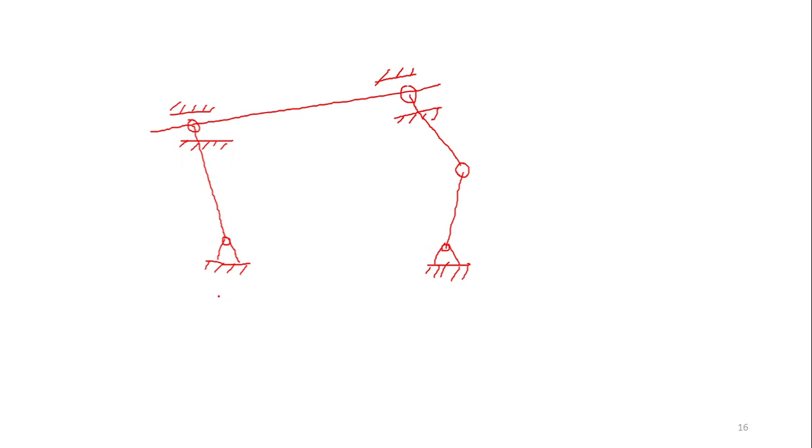Okay. So let me mark the same notation I would like to follow. Numbers are for links. Joints are going to be represented with alphabets. This is also a planar mechanism. So ground is going to be given the first link. Okay. So this is 1. The next link is 2 here.